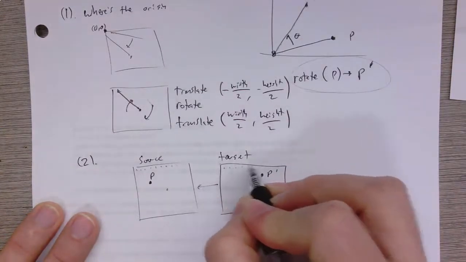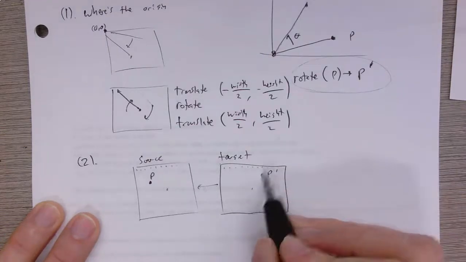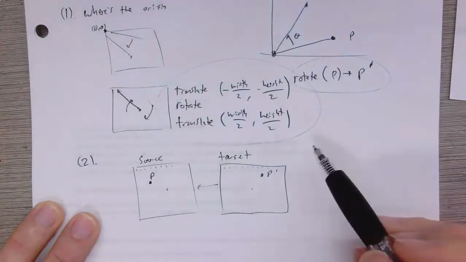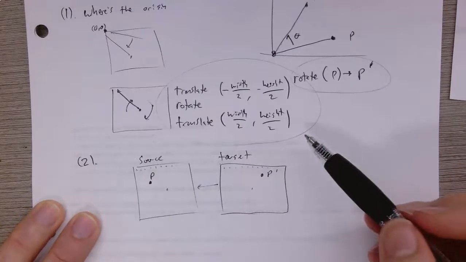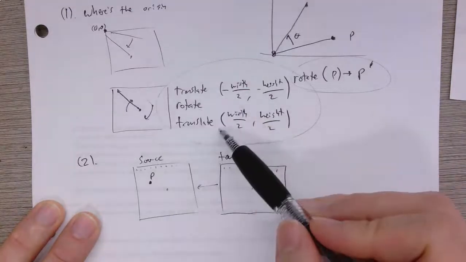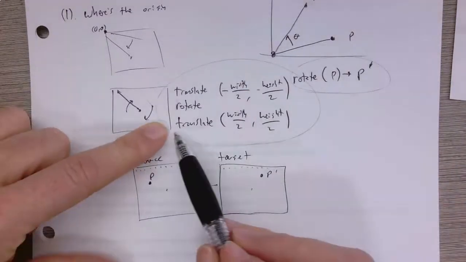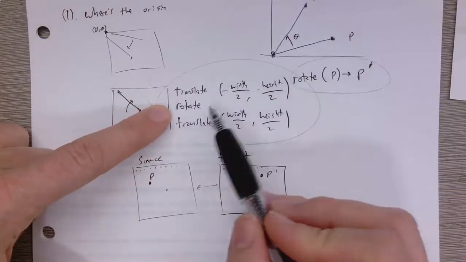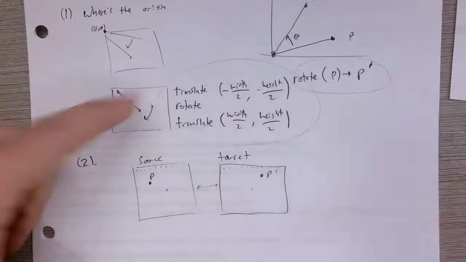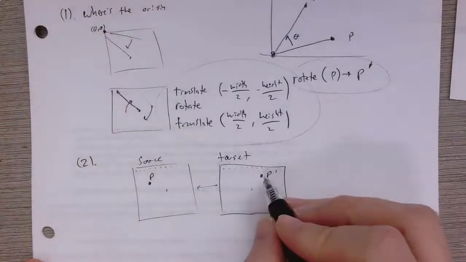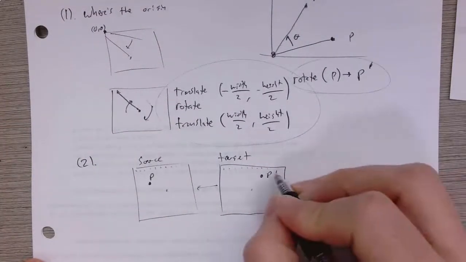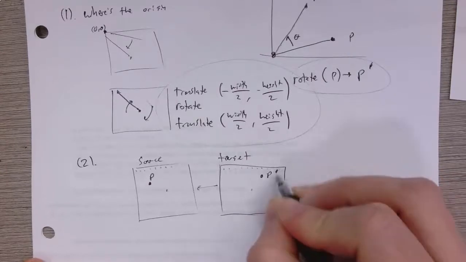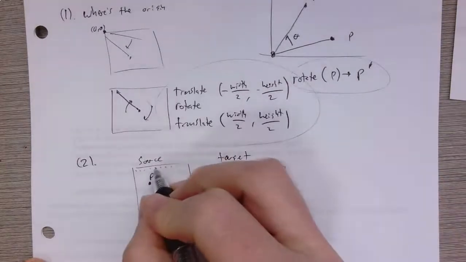Instead, loop over every single pixel of the target, and then, like whatever you did up here, apply the inverse function. So instead of translating, rotating, translating, you would translate the other way, do the inverse of whatever your rotation was, and then translate back again. And so what you're doing there essentially, so let's think about it that way. So now we've got, this is P and this is P prime.